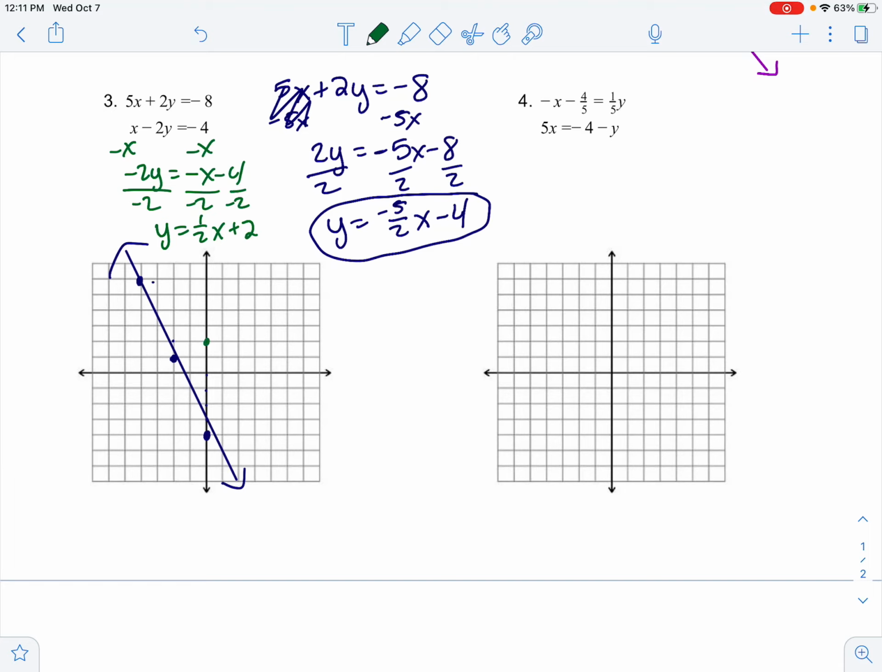So I'm going to go up 1, 2. Up 1 over 2. Well, if I keep going this way, I'm never going to hit that line. So I'm going to go the other way as well. Down 1, backwards 2. And there's our intersecting point. So now I'm going to put in my line. I want you guys to tell me what point those intersect at.